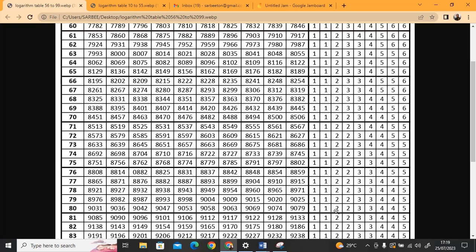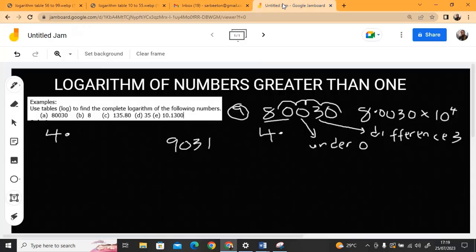Difference 3 under 80 is 2, right? You are not going to use the difference in mathematics, you are going to add it. So since the difference is 2, you add plus 2. So 1 plus 2 is 3. Then you have 3 here, 0 here, then 9 here. So your final answer, you pick this number and join it with this one. That would be 9031. This is the logarithm of the first one, the answer for the first one.